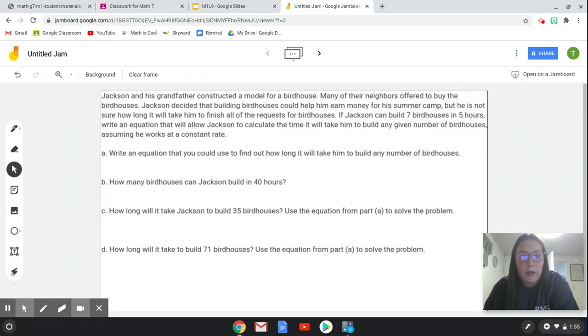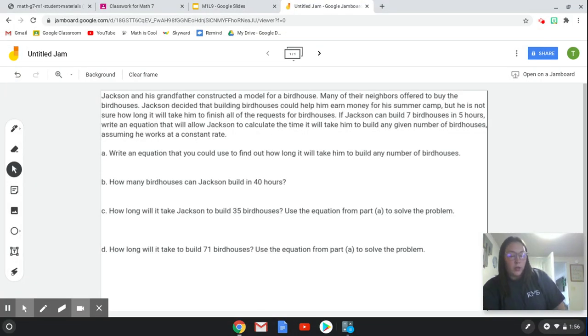Right, so now we are into lesson 9. Lesson 9 is all about representing proportional relationships with equations. Last lesson was more about finding that constant of proportionality and using an equation, and this lesson we're really focusing on how to write that equation.